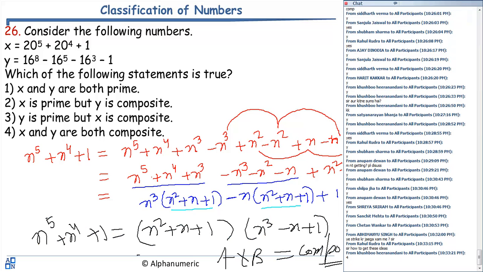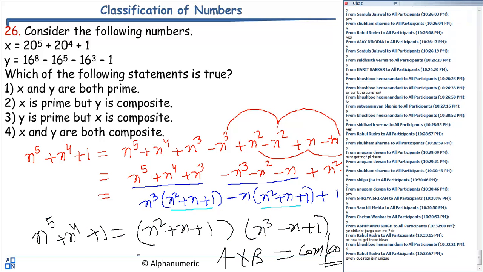Rahul is asking how to get these ideas. Rahul, just by practice, solving a variety of questions. That's why I am here to help you all out. I will bring all the possibilities that can be made, do not worry. So that's why it is a composite. You can note down this formula also, because I have seen questions based on this logic in many places, so you should know this. I proved that.